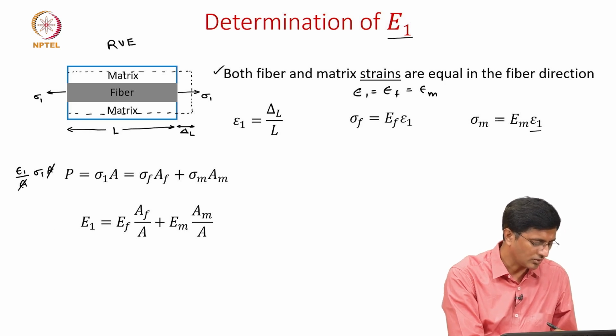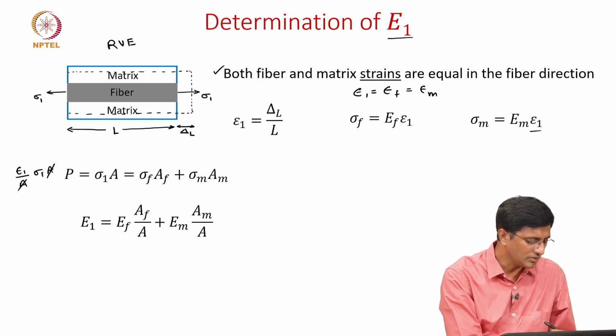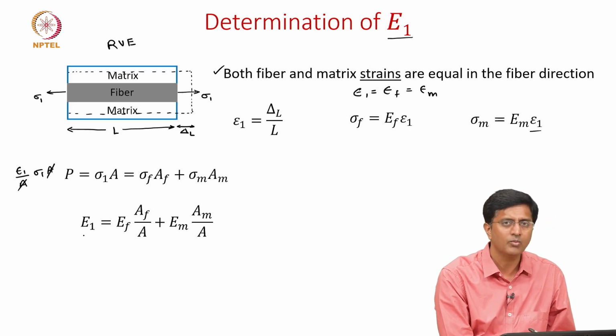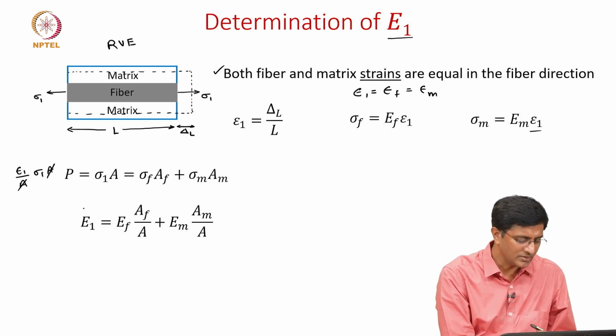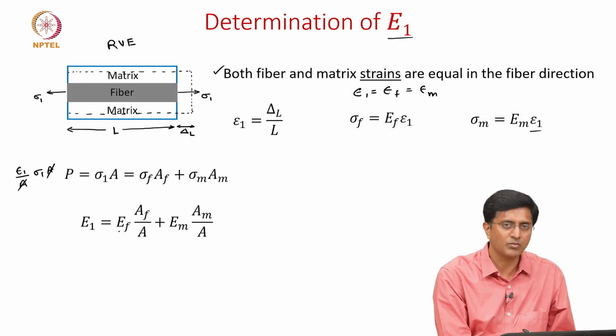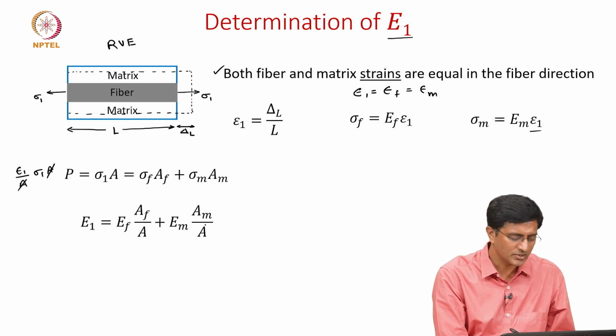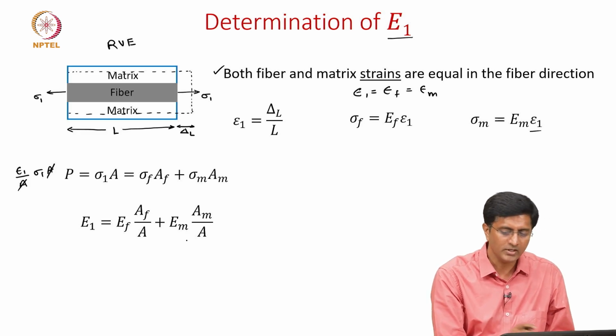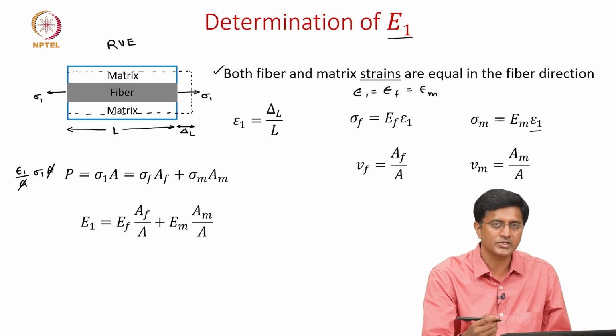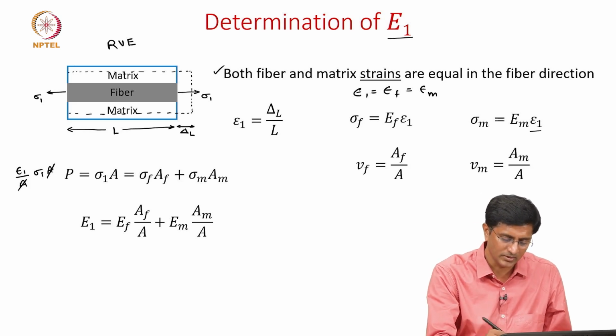So both these cross section areas cancel out each other, and what is remaining is strain times the stress, which is nothing but the modulus E1. And similarly for the right side terms, we got EF, which is the modulus of the fiber, times this fraction AF by A, plus the modulus of the matrix times this fraction AM by A. But what is AF by A? This is the volume fraction which we already discussed earlier.